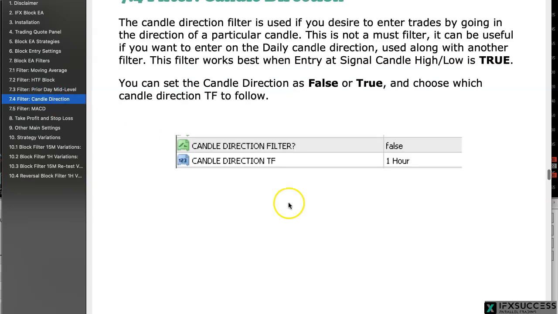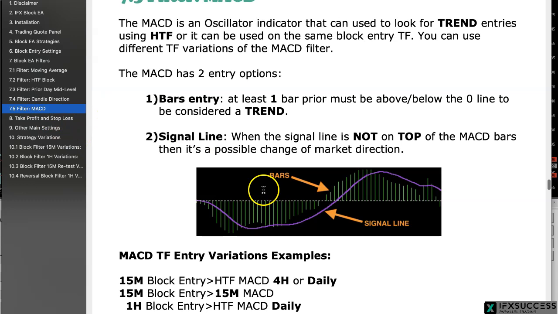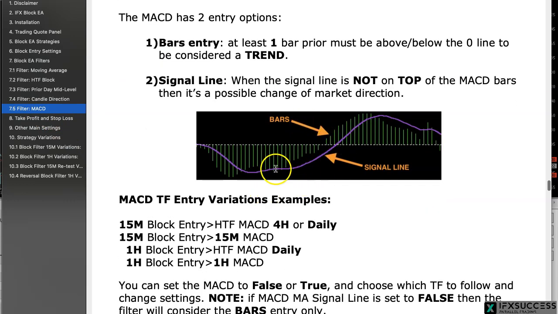Here, candle direction and MACD also. This is pretty much based on the signal line or only on bars. You can do that as well. So you have tons and tons of variations that you can play around with. Yes, sometimes it can get overwhelming, but it's not that hard, okay?